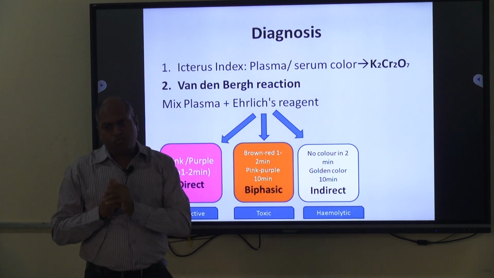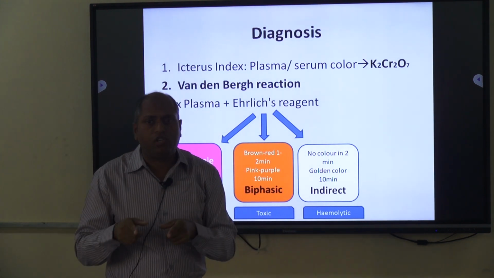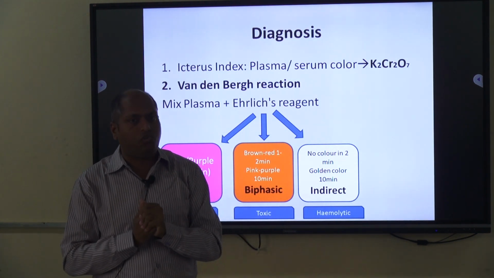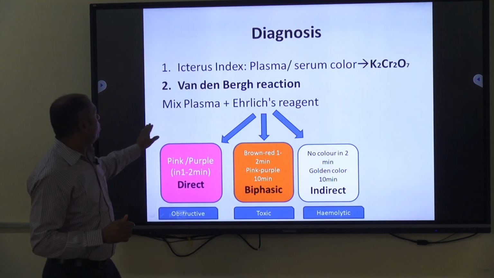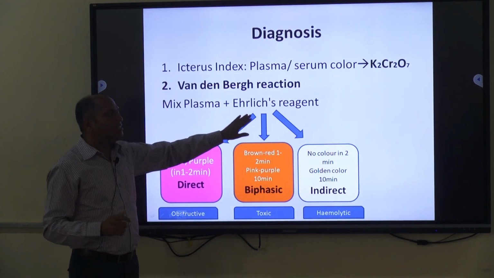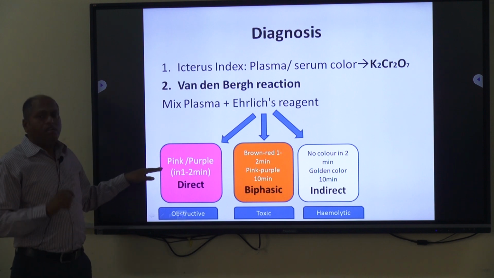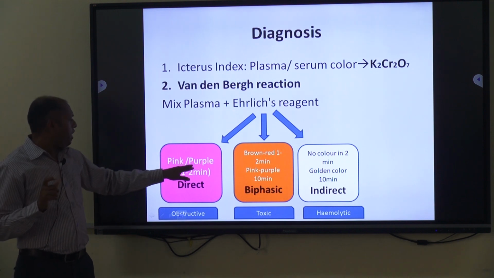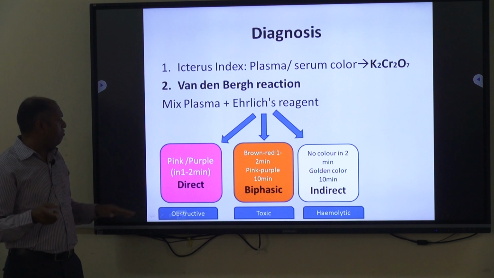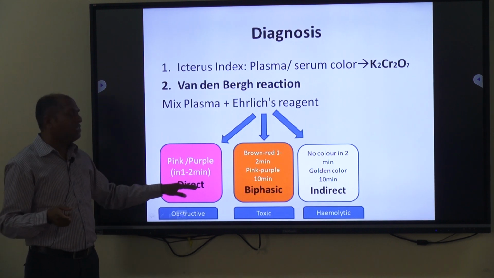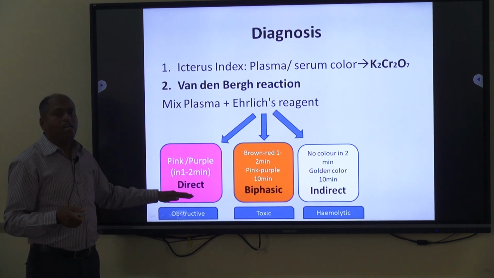This Van den Bergh test is important because it not only diagnoses but also differentiates three types of jaundice. So how can we perform it? We mix plasma with the Ehrlich reagent. If we get an intense pink and purple color immediately, which intensifies within 1 to 2 minutes, it is called a direct positive test.